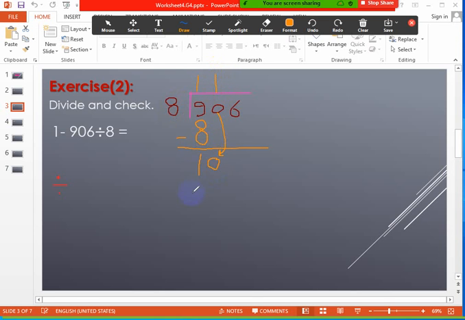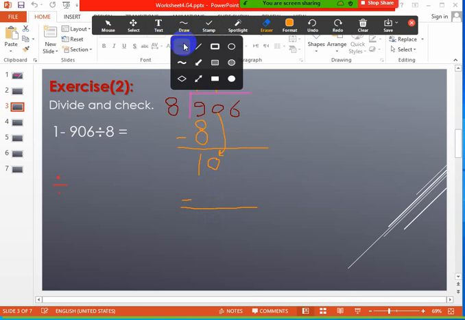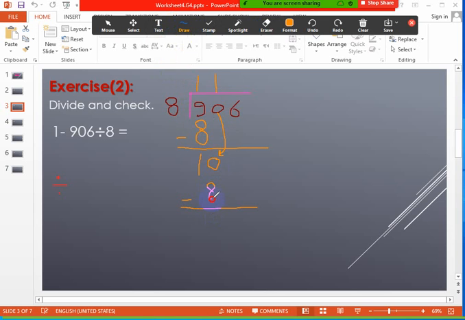Now, 1 multiply 8. Very good. Now, if we subtract, 10 minus 8, count from 8 to 10. Count after 8, I have 9, 10. That means on your fingers, you have 2. Very good. Thank you, Ariam.